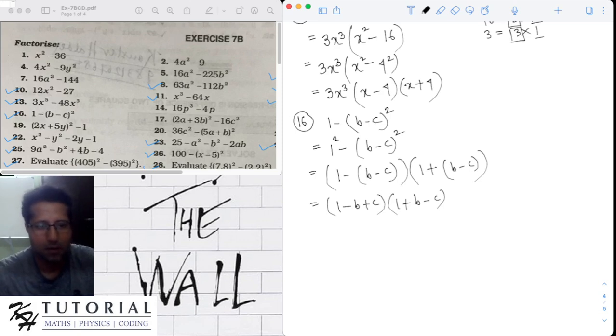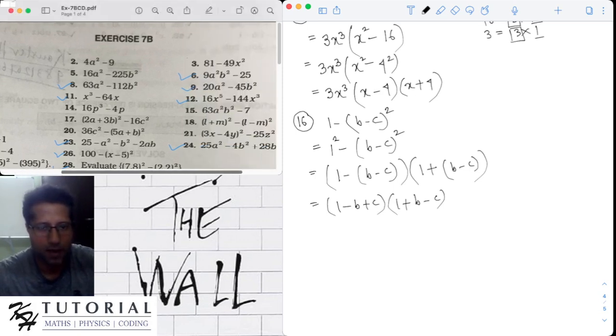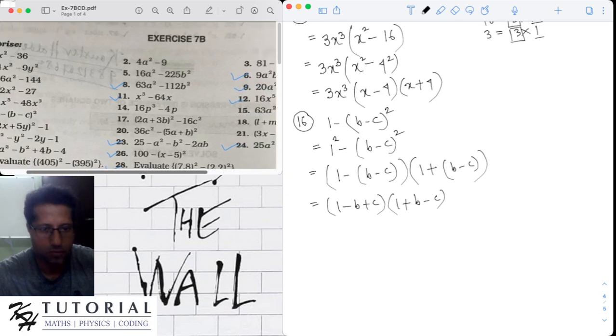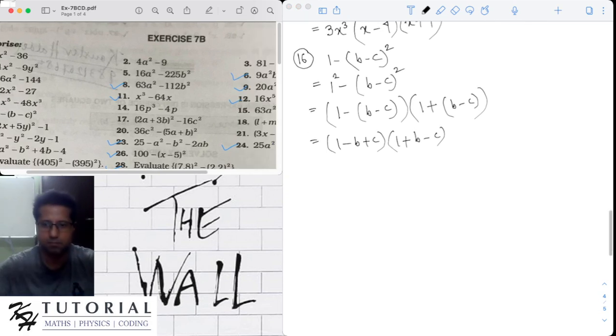Okay. After 16 we have 23. I hope you can solve the remaining problems. They must be similar to the ones I am solving. 23 is 25 minus a square minus b square minus twice ab.